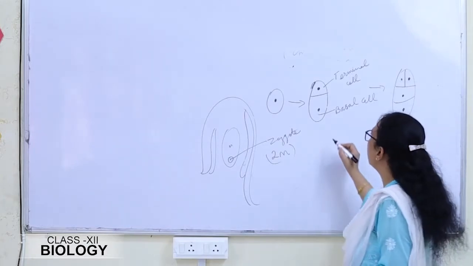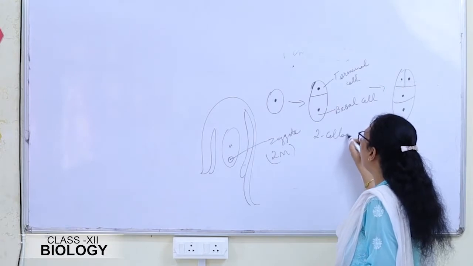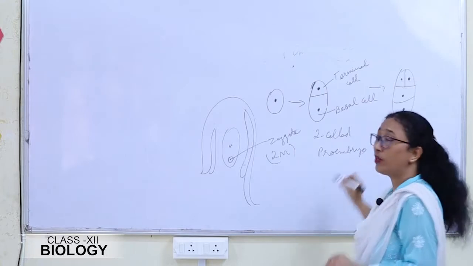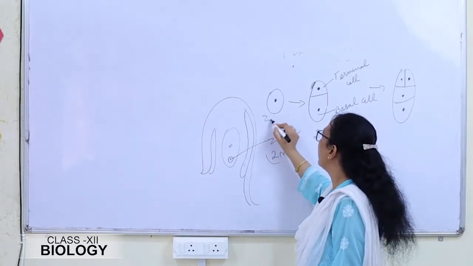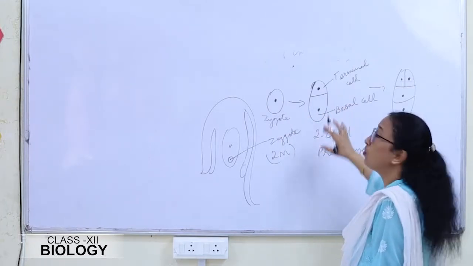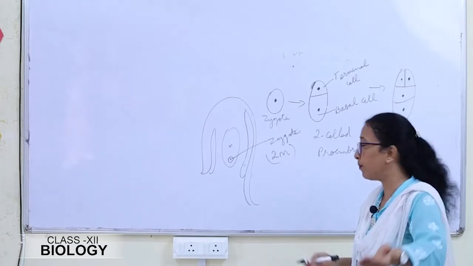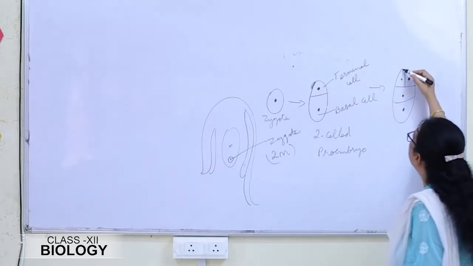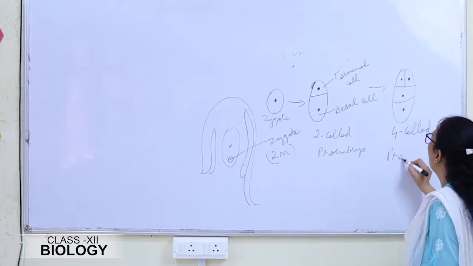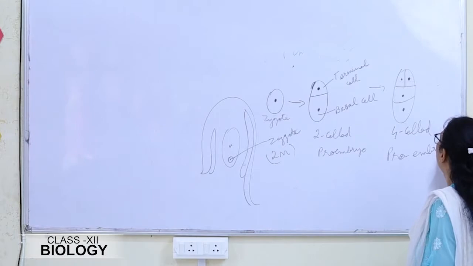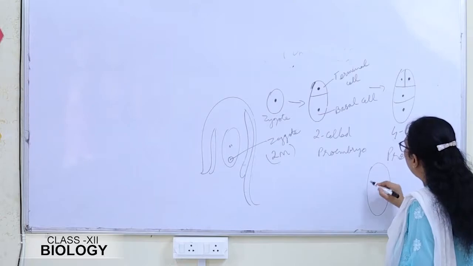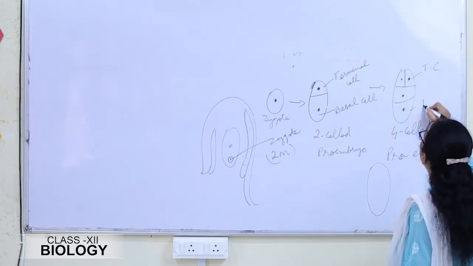Okay. This is a 2-celled proembryo, because the embryo is not formed yet. Before the formation of the embryo, this is the 2-celled proembryo. Here you can see this can be called a 4-celled proembryo. After that, this is the terminal cell, this is the basal cell.